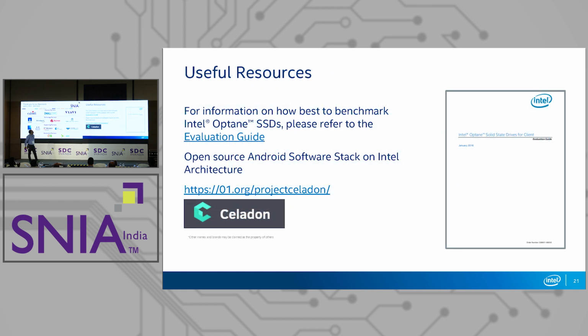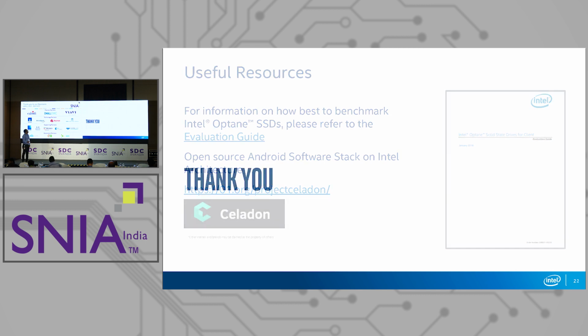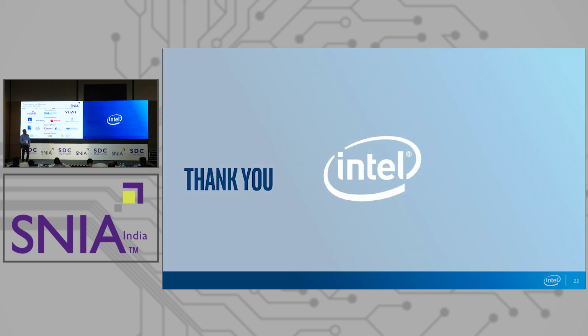And these are some of the resources available. We have an evaluation guide of Intel Optane available on the web. And there is an open source Android version from Intel available, called Celadon. You can download and build it for any Intel platform. It's like Ubuntu, so you can just download and start your Android. That's it. Open for questions.